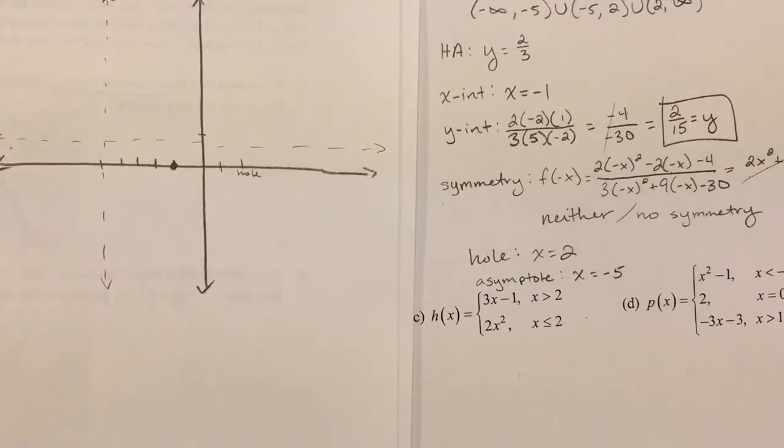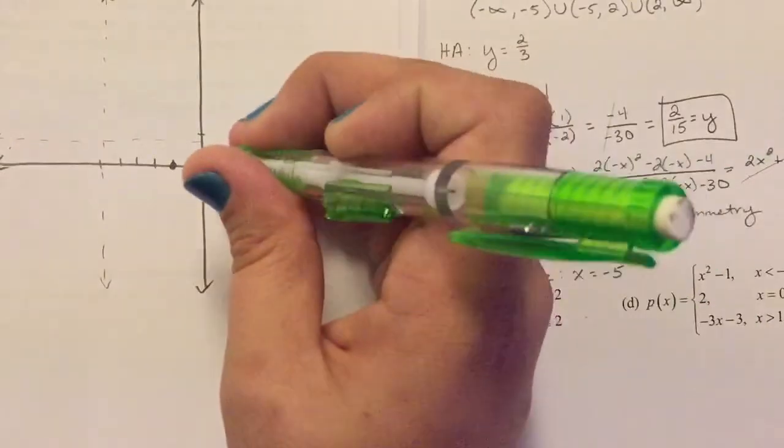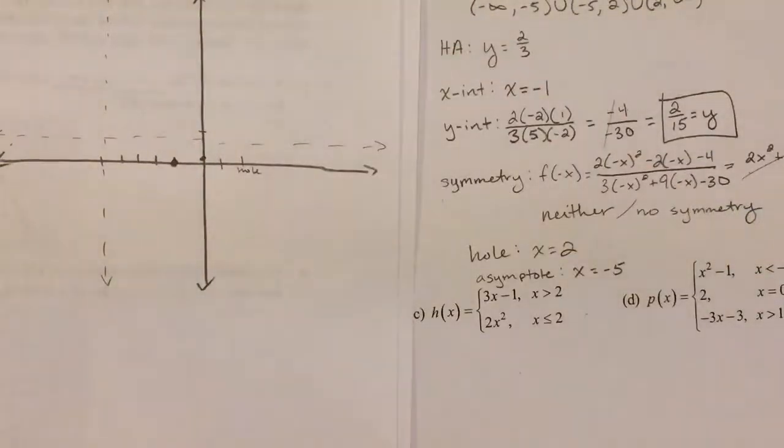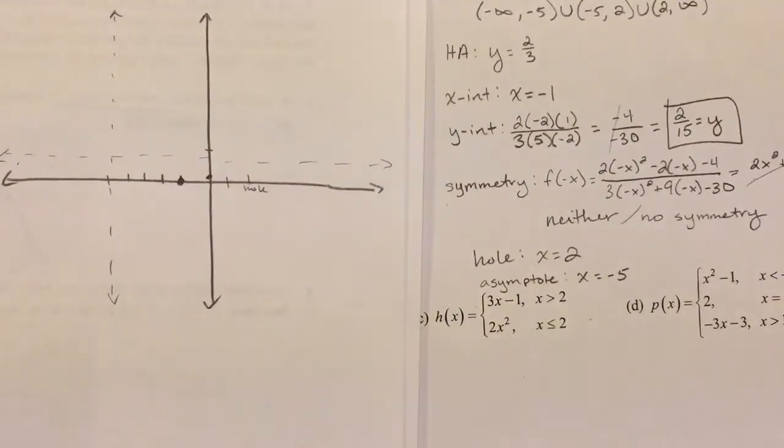What else do we have? The x-intercept is negative 1. The y-intercept is 2/15, which is like barely above 0, so that's about there. Yeah, and that's all we've got. So, and we know it's not symmetric, which if you look at where these asymptotes are, you should be able to tell that it's not symmetric.